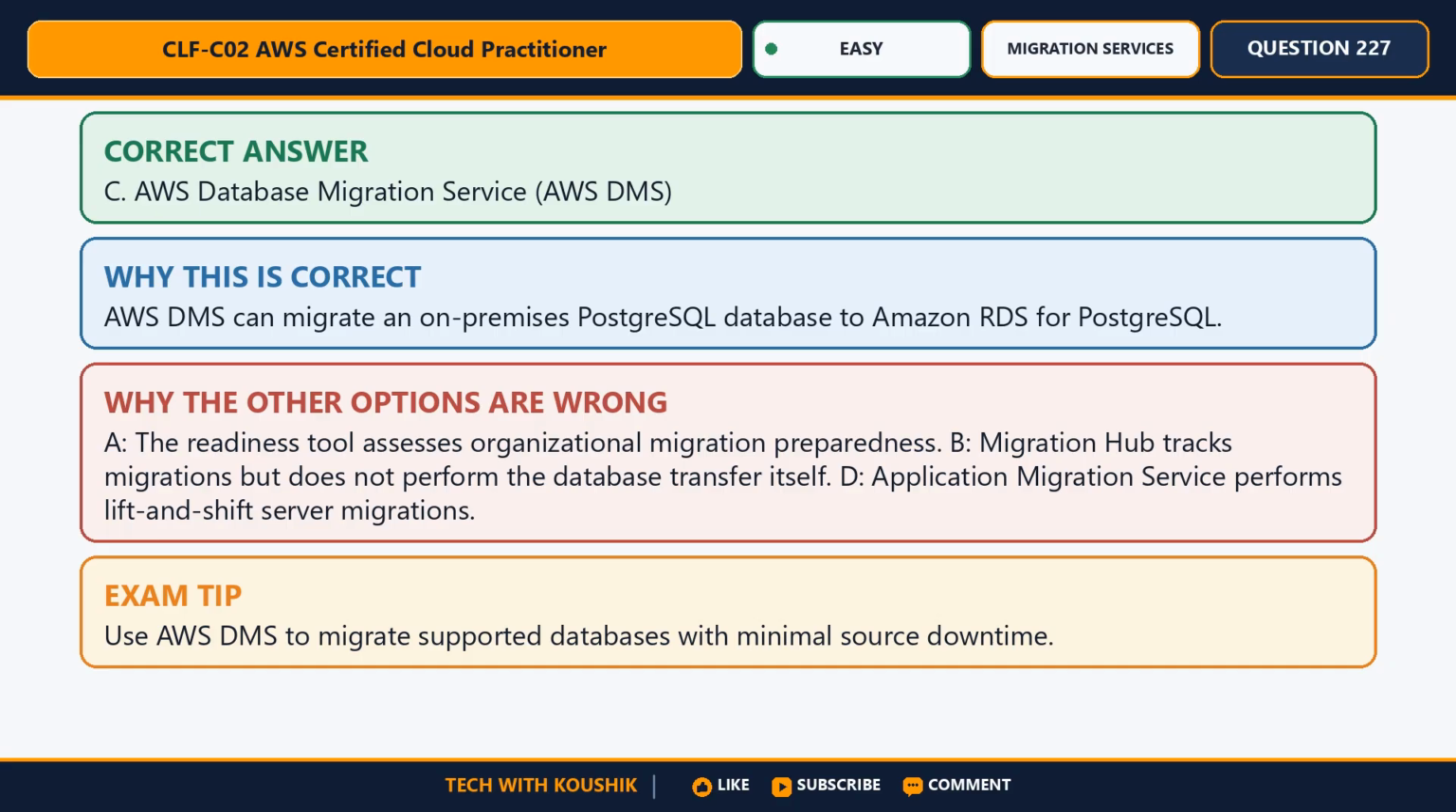A. The readiness tool assesses organizational migration preparedness. B. Migration Hub tracks migrations but does not perform the database transfer itself. D. Application Migration Service performs lift and shift server migrations. Exam tip. Use AWS DMS to migrate supported databases with minimal source downtime.